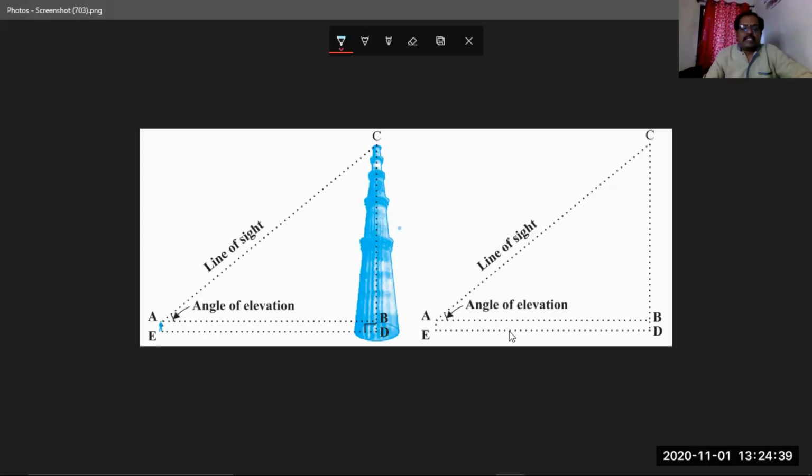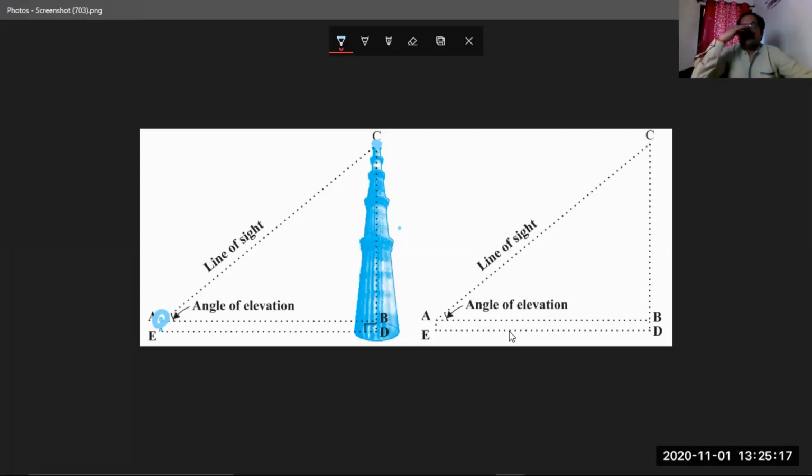In this case an observer is at the point A. The observer is at the point A, observing the top of that tower, which is at the point C. Obviously that person should look upward, above the level of his eyes, right? Eye level means what?